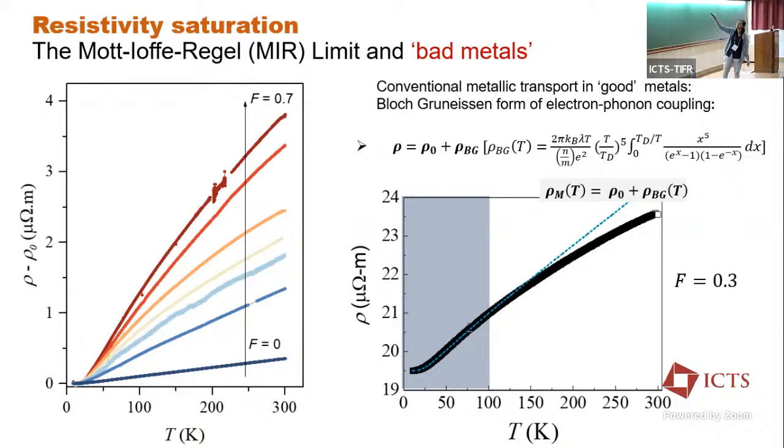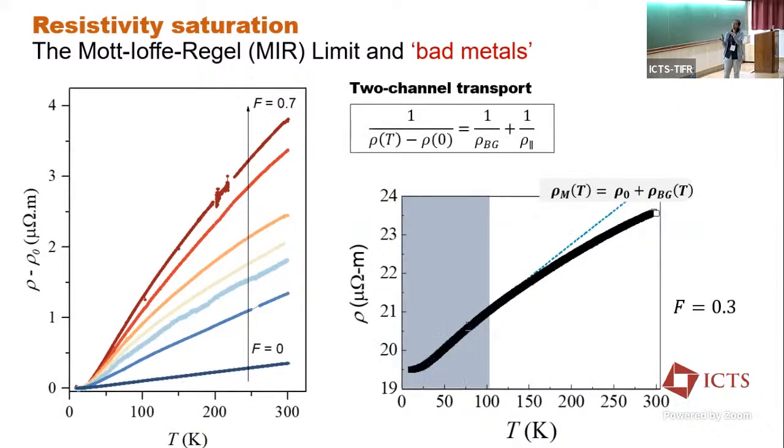There is a saturation or a deviation at higher temperature, and this we have tried to capture phenomenologically by a parallel channel transport. This is not like a conventional parallel channel that is used to explain bad metals in general. Here we say that we have two parallel resistors which are parallel only to the temperature dependent part of resistivity.